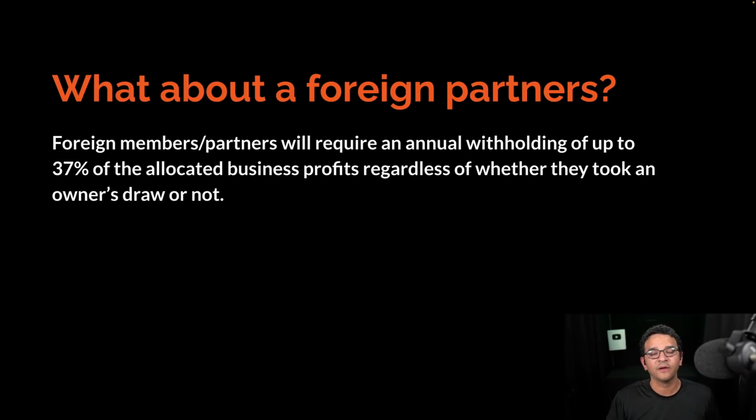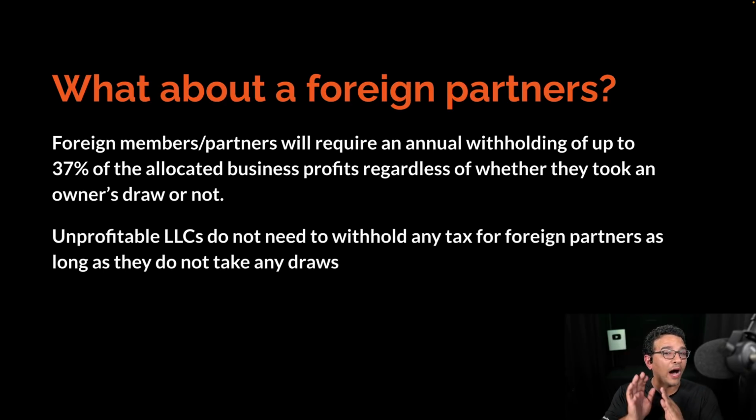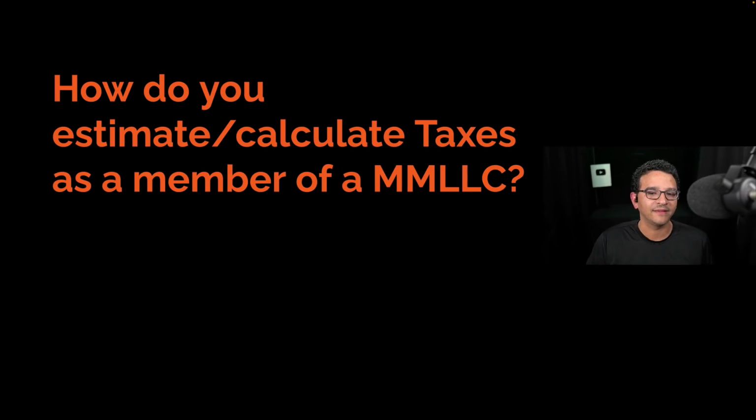And then each of the individual foreign partners has to file a return at the end of the year, and they're going to pay a tax. It might not be 37%, it might be something lower, and they get a refund at the end. So with a foreign partner, it gets a little bit hairier, okay? Now, an unprofitable LLC, an LLC that has no business profits, does not need to withhold anything for the foreign partner. So you don't have to worry about that. As long as they don't take out any draws, you don't have to report anything specifically. It's just when that profit is reported that you have to make that withholding.